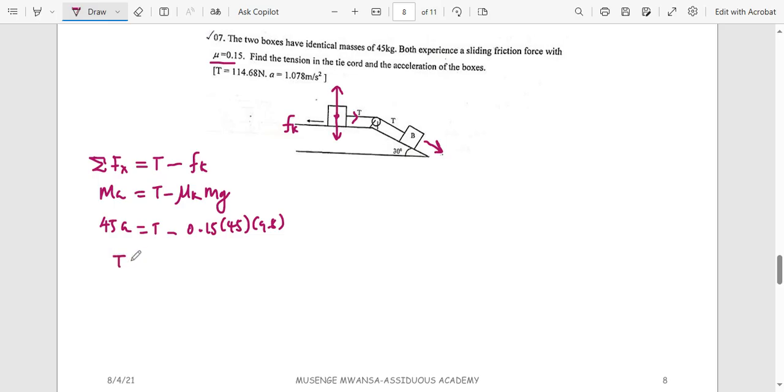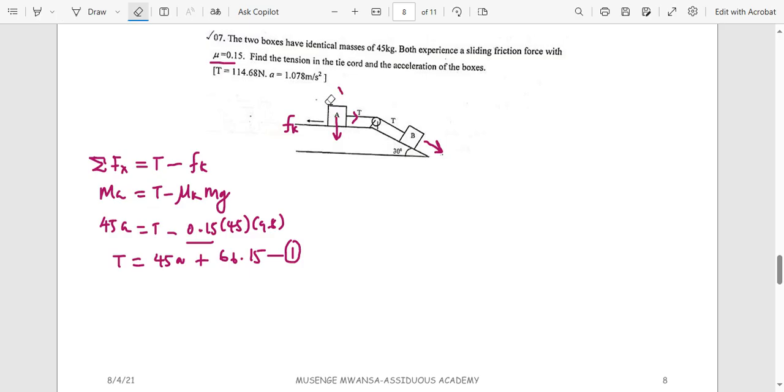So I'll make T the subject of the formula. T is going to be equal to 45a. I'll take this term to the other side, but let me first multiply 0.15 times 45 times 9.8. That is going to give us a positive. Remember, I've taken this term to the other side of the equation, positive 66.15. This is equation 1.